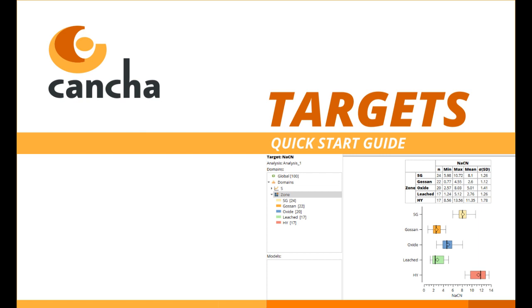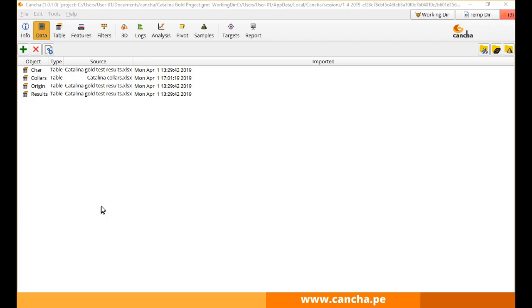Welcome to this quick start guide for Cancha Geometallurgy. In this guide we're going to be talking about how to use the targets feature in Cancha to determine the best models for your geometallurgical model. For this we're going to be using the Catalina gold test results data set. There'll be links in the show notes below as to how to get this data set.